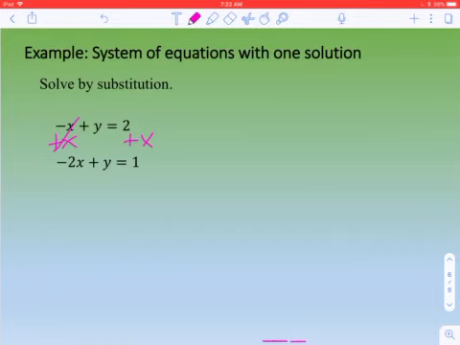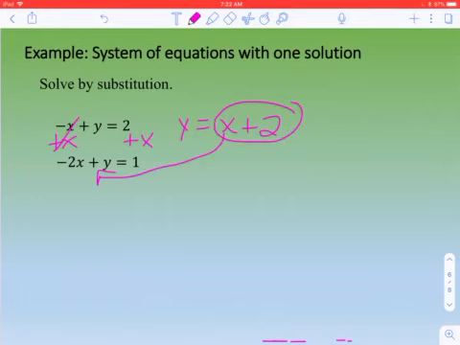So that will cancel out the minus x and the plus x. That leaves me with y is equal to x plus 2. And I usually just write the variable first. So I'm going to substitute this x plus 2 where I see that y. So this is going to become negative 2x plus, and then y was x plus 2, and then that equals 1.